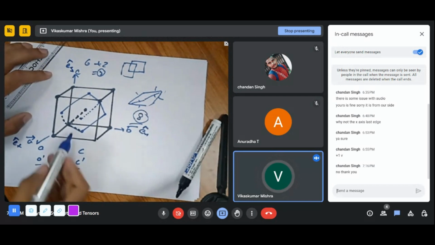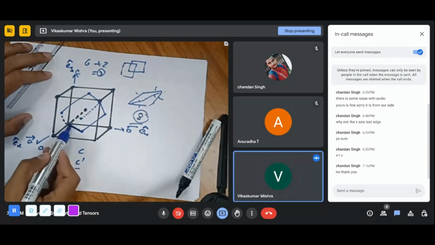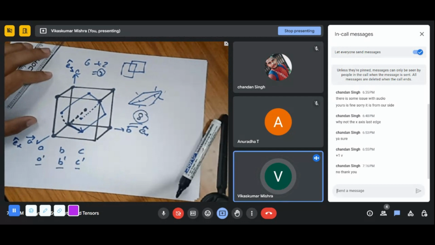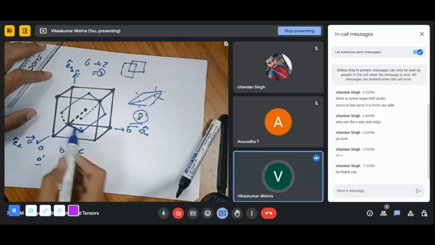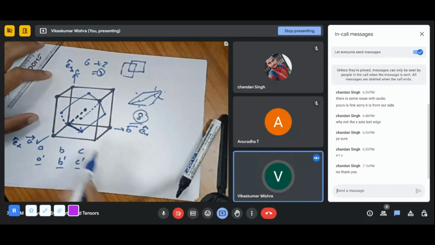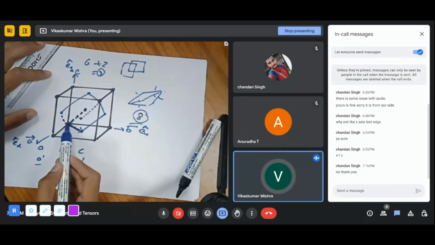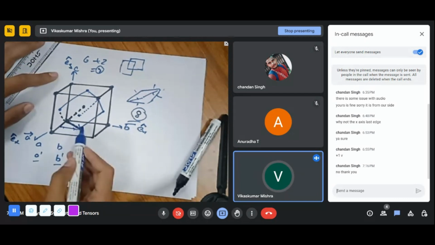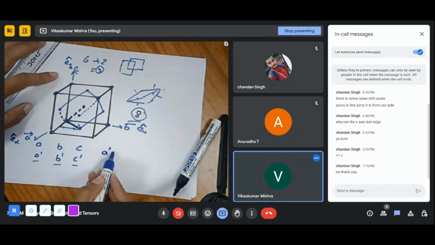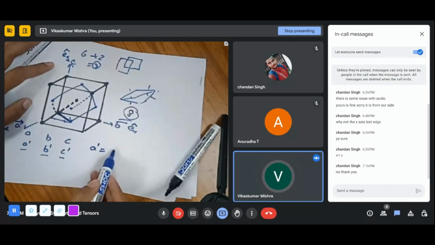Okay, now let's focus on this particular direction, which we mark as one of the basis vectors for the primitive unit cell. We need to find it. If I take this to be the origin, how can we find this direction? I have to go by half the amount of A and half the amount of B. So I can write this A prime as half of A plus half of B.